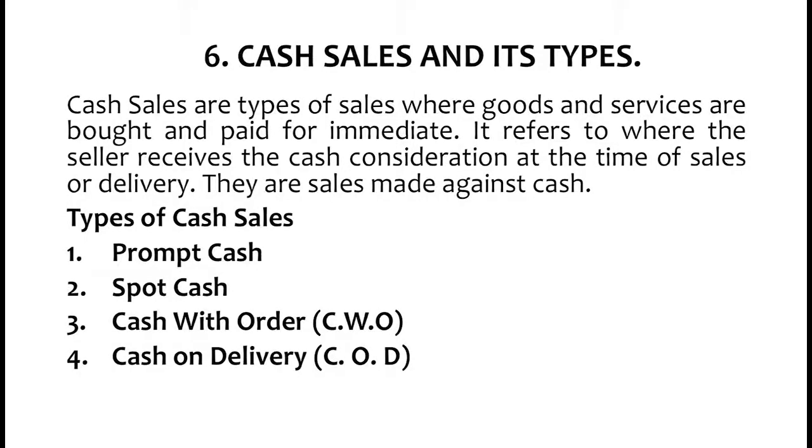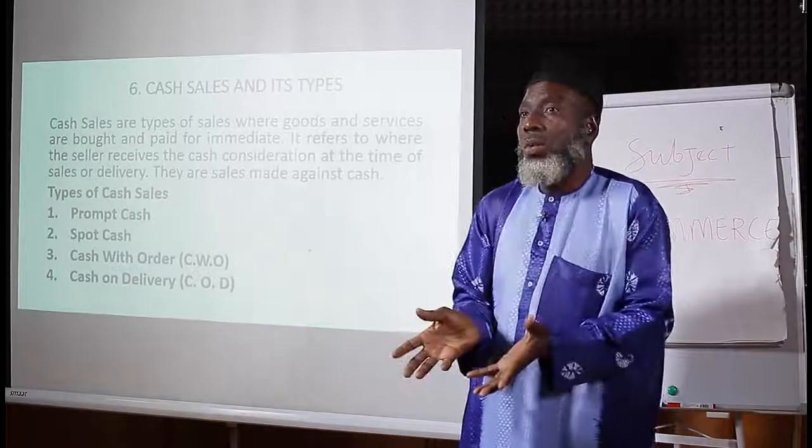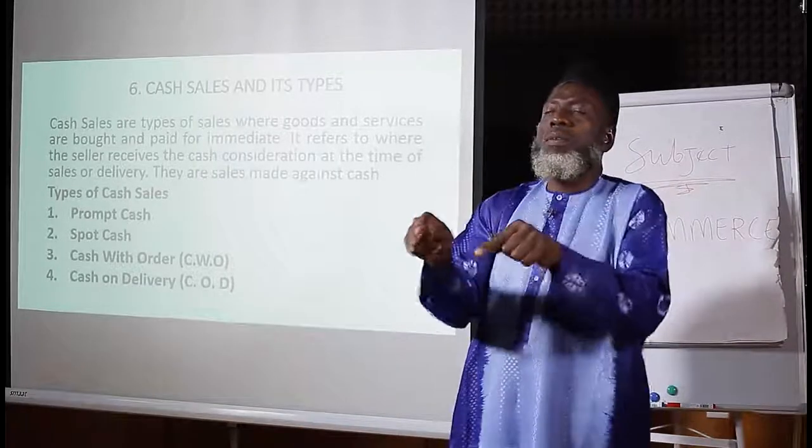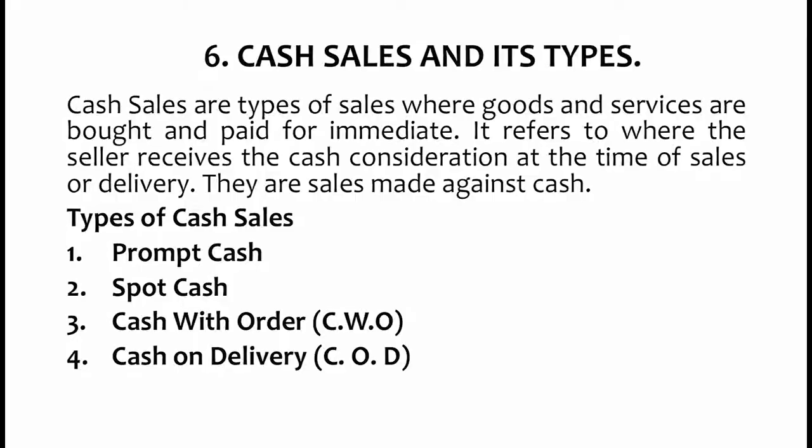It is where the seller receives the cash consideration at the time of sales or delivery. At the time of sales, when the goods are sold, or at the time of delivery, when the goods are delivered. And we have types of cash sales. We have the first one known as prompt cash, the second one known as spot cash, the third one known as cash with order, abbreviated as CWO. Then we have cash on delivery, also abbreviated as COD.